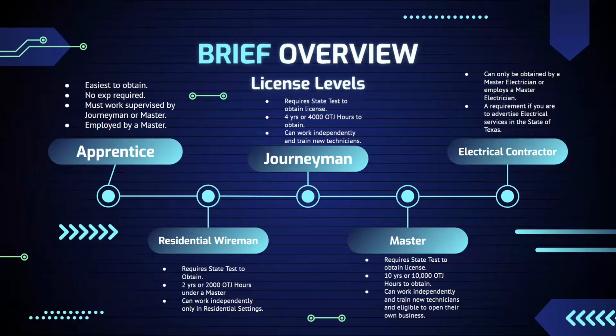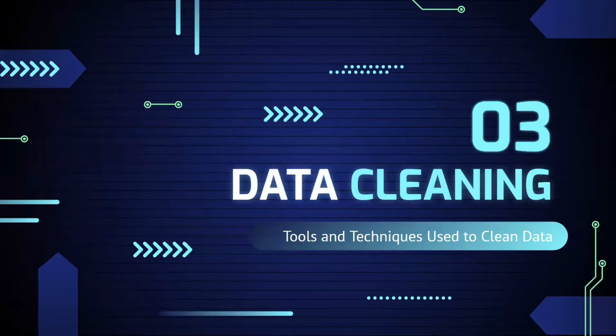And then the electrical contractor is a license that you have to obtain in order to operate as a business. So they kind of go hand in hand with each other, the electrical contractor and the master electrician's license. So that gives you a brief overview of all the different license levels that are going to be the focus of this case study. Next, we got the data cleaning section.